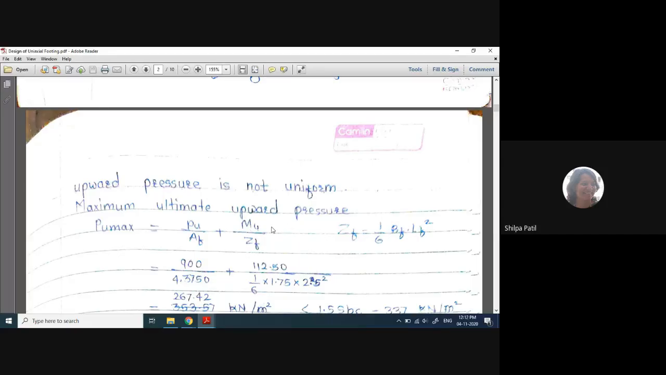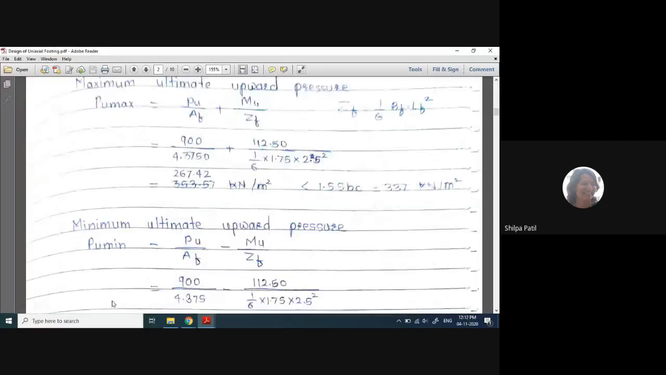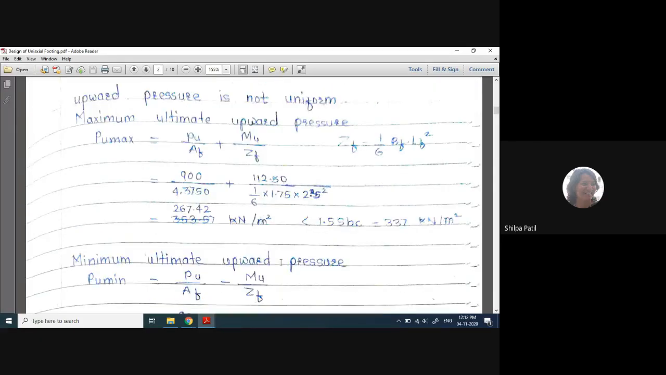And as the pressure is not uniform, it means it will be maximum at one edge and minimum at the another edge. So PU minimum also we need to calculate, which is PU upon AF minus MU upon ZF. Okay. So P is the factored load acting on a column, which is 900, divided by area of the footing, which we have calculated as 4.3750, plus moment acting on a column is 112.50, divided by ZF is nothing but a section modulus.